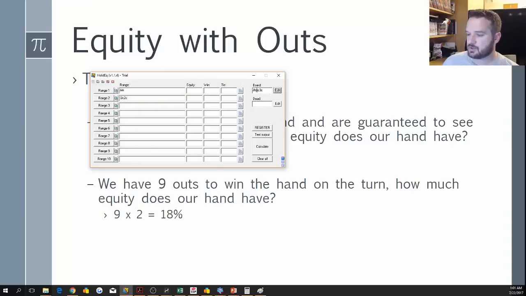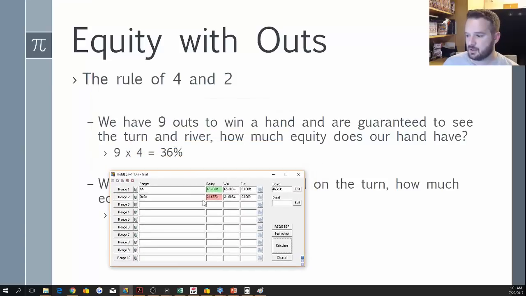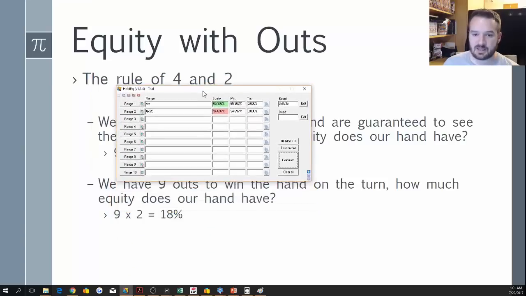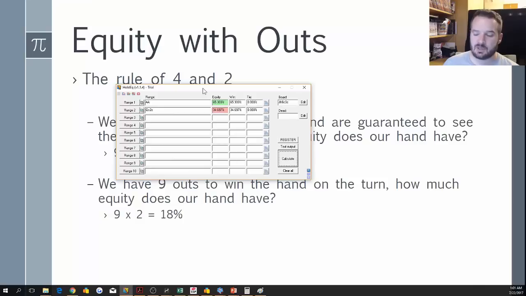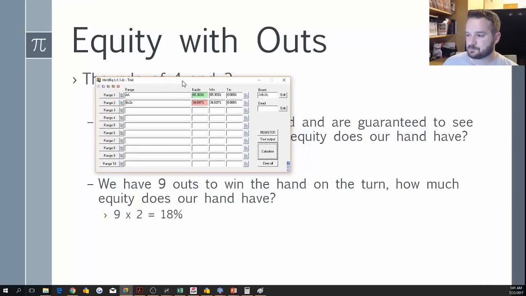So we got our flush draw. Calculate. Boom. 34% equity. What do we calculate here? 36. It's almost 35% equity. That's pretty darn close. And if we're a little bit pessimistic with our odds calculations, then boom, we're right there.